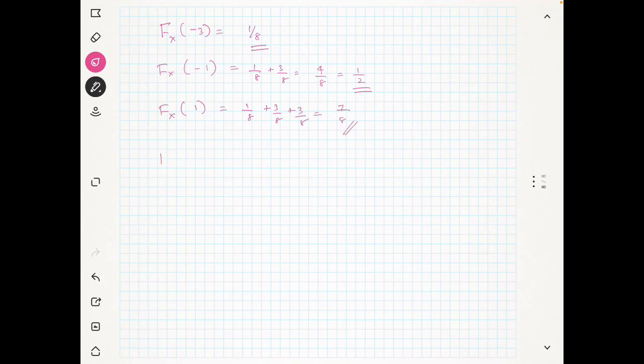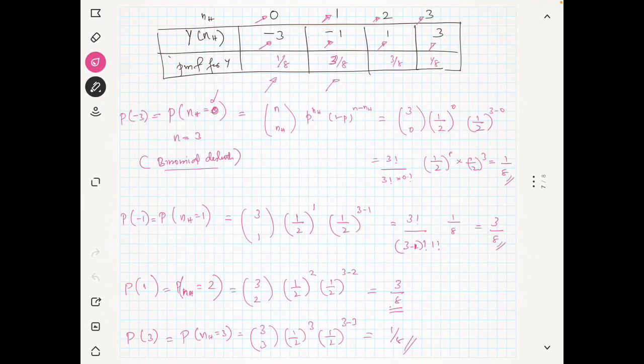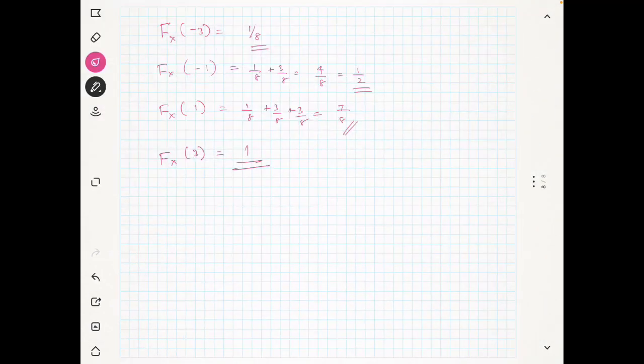This is the cumulative distribution function. Now F of 3 is adding all the probabilities, so it will be equal to 1. Now you can plot the cumulative distribution function for this random variable Y. Sorry, not FX, we are talking about the random variable Y.